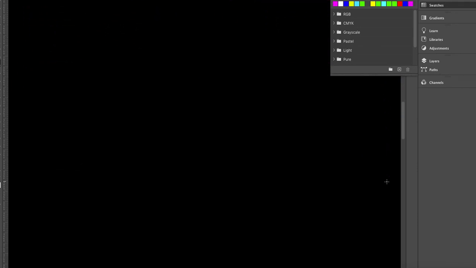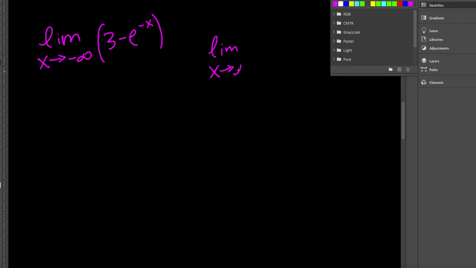Okay, so we just have a couple more. So we're going to say the limit as x approaches -infinity of 3 minus e to the -x. And then we're also going to look at the limit as x approaches infinity of 3 minus e to the negative x. So the only difference in these two statements, this is negative infinity, this is positive infinity.